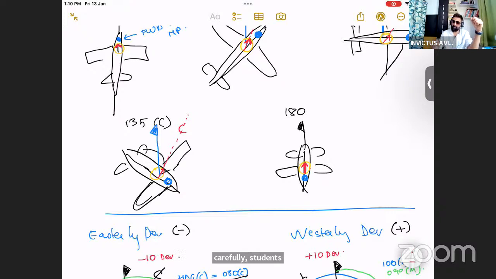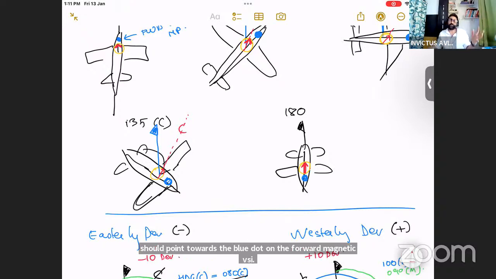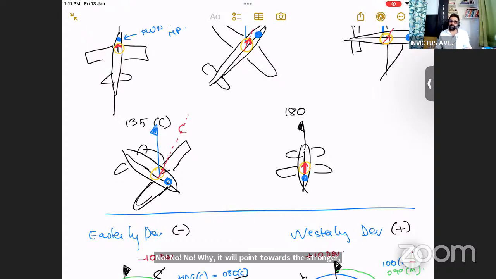And remember, if you are thinking, sir, the arrowhead should point towards the blue dot on the forward magnetic VSI? No, no, no. Why? It will point towards the stronger north pole, which is the Earth's, always. It's just that on certain headings the value increases, and on certain headings the value decreases. What are these headings when the value increases? Apart from north and south, the value will increase till north, then decrease till south, like that again. So it's a sine curve. We call it a positive sine curve, just like an AC current. Increases, decreases, like this.